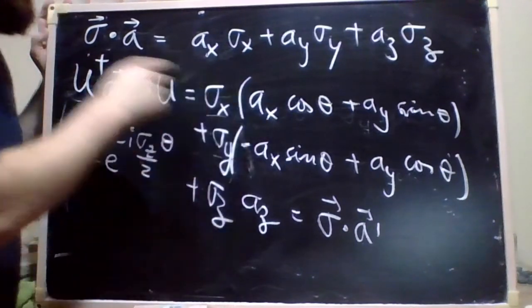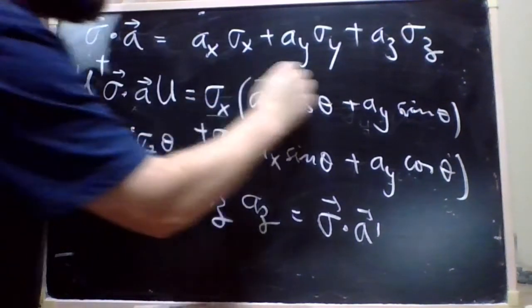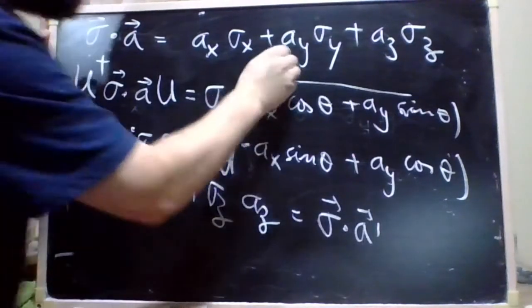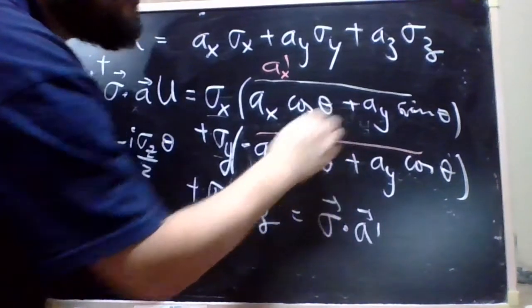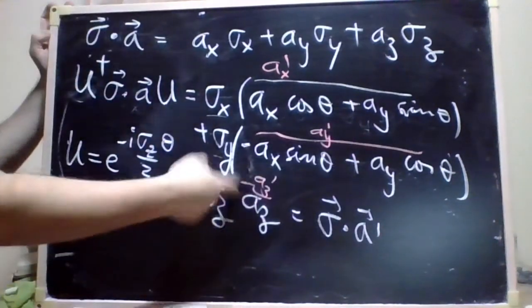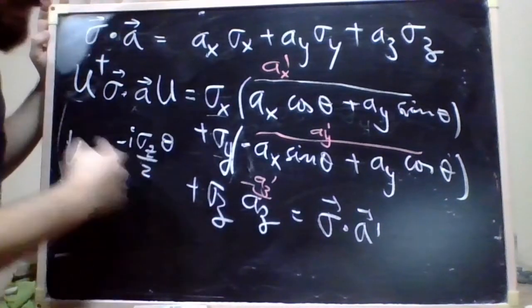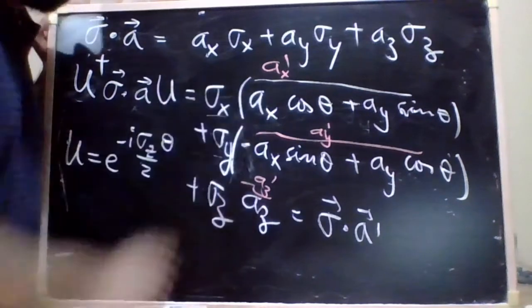The original vector is now primed. This thing here is ax primed, this thing here is ay primed, and this thing here is az primed. But az doesn't change because I am rotating around the z axis. All right.